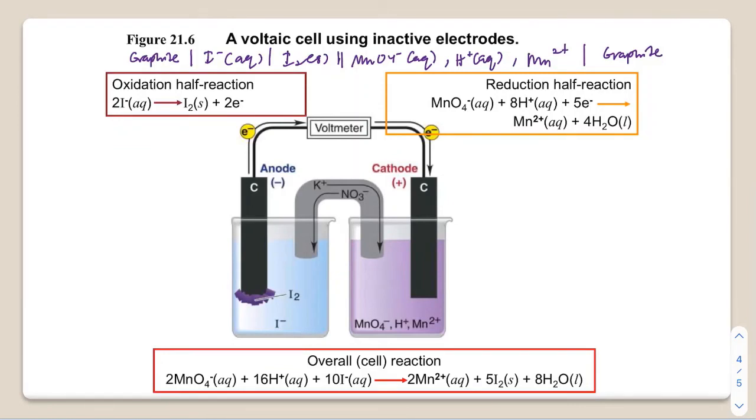Why is this reaction using inactive electrodes? It is because both of the two components, iodide and iodine, cannot carry the electron. They are not able to carry the electron, so they cannot transfer the electron through it. And the same goes with MnO4 minus and Mn2 plus. Both of them are in aqueous state, so they need to have a solid electrode to transfer or to receive the electron. That is why graphite is used in this example.